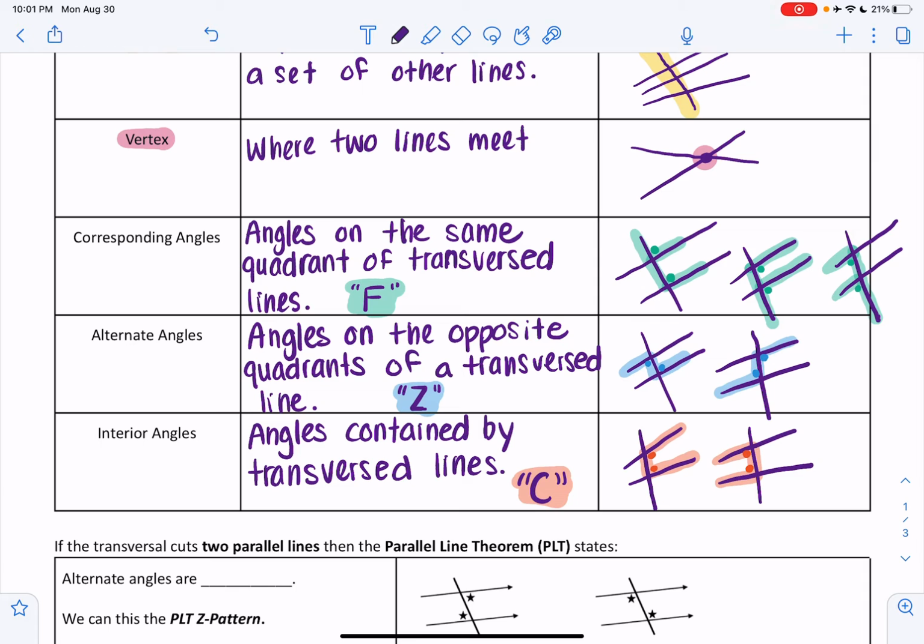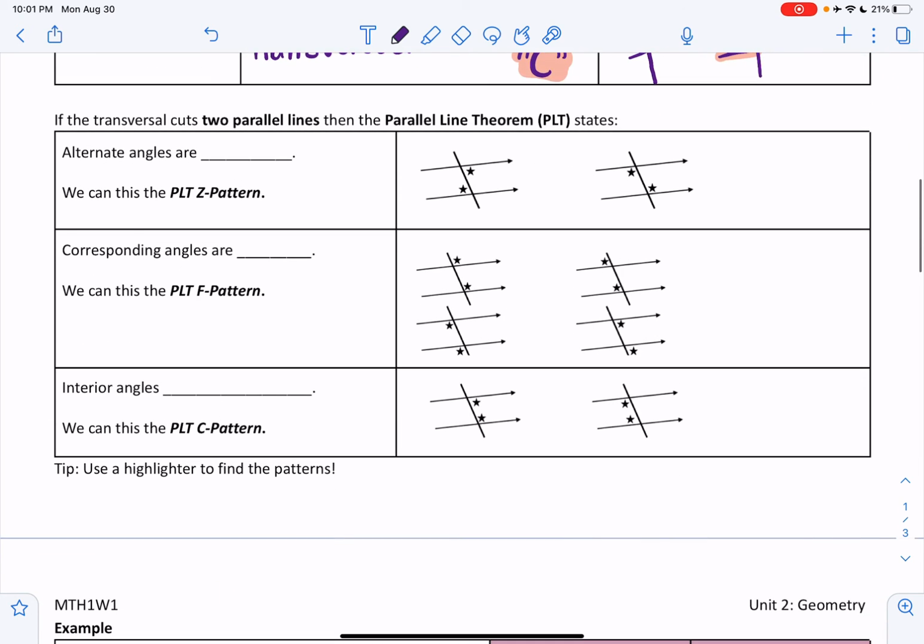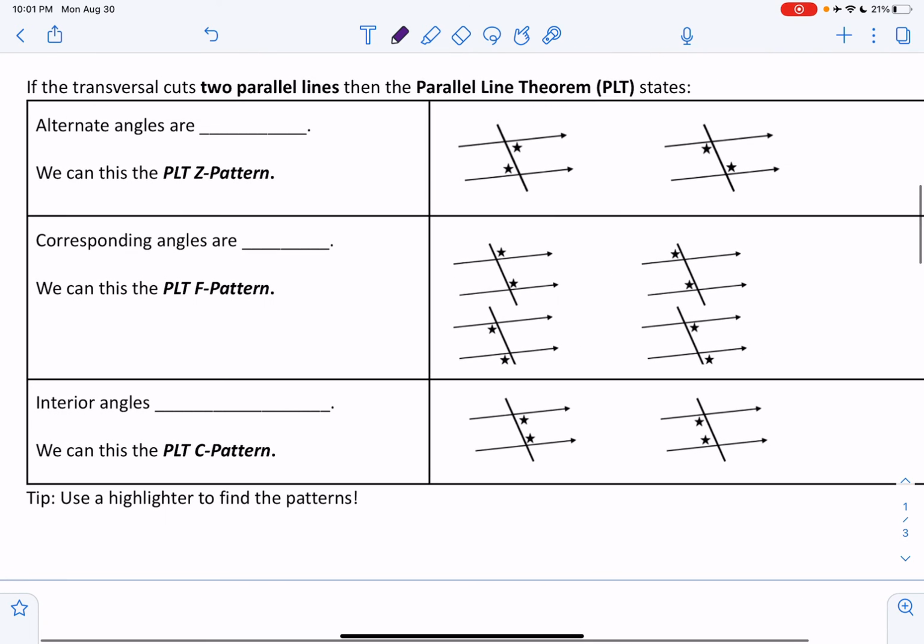Okay, now the reason why we like to understand if angles are corresponding or alternate or interior is because if we know this information, there's actually a great deal of work we can do to understand values of different angles, especially in some very specific cases. So, if a transversal cuts two parallel lines, and this is important, then we can use what's called the parallel line theorem.